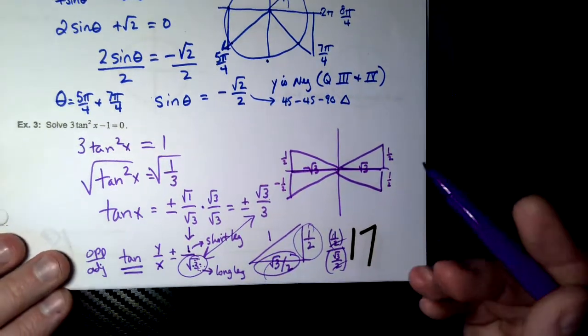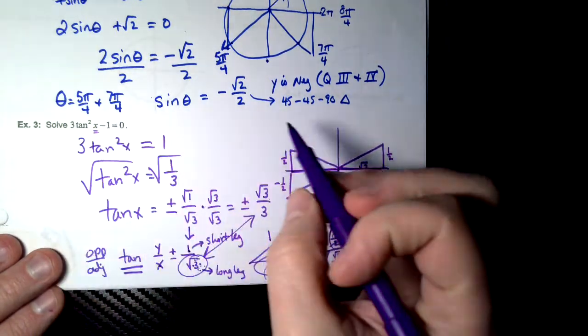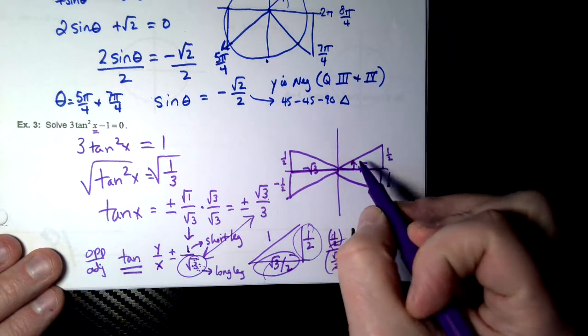Now, to get the solutions that we want, we've got to think of what angles these are. Well, it's x, so we're going to use degrees now. This is 30 degrees.